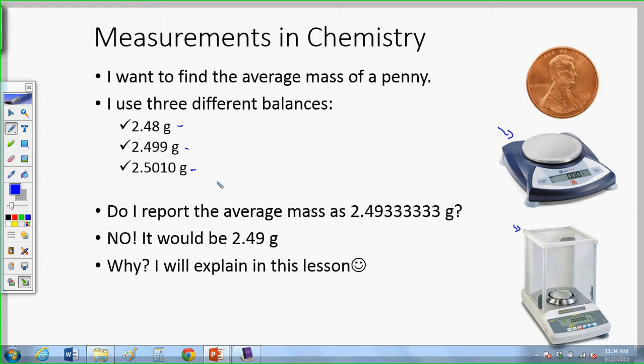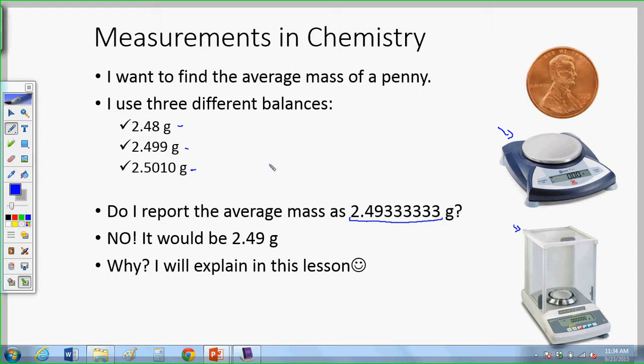So being the good chemist that I am, to report the average of the mass of the penny, I averaged them together, and I got this huge long number with a repeating decimal of 2.4933333. So in my lab notebook, that's what I should record and report as the average mass of a penny. I should definitely use all of these 3's. Well, in actuality, you're not allowed to do that.